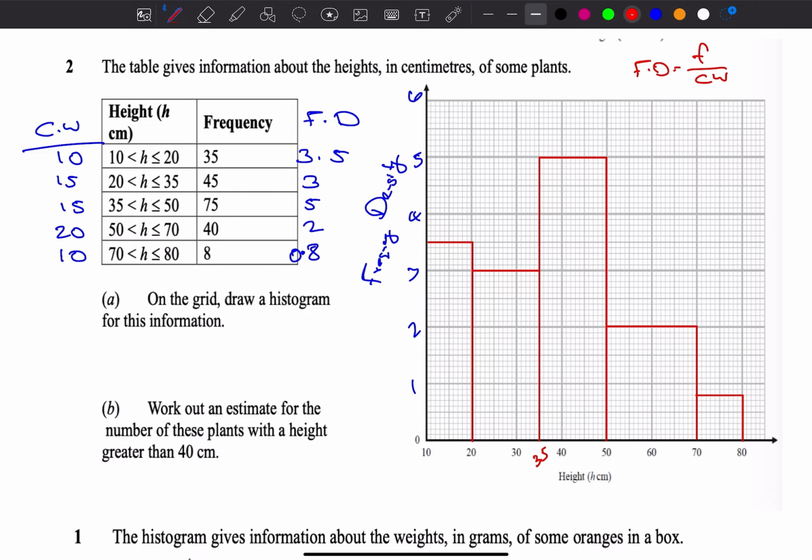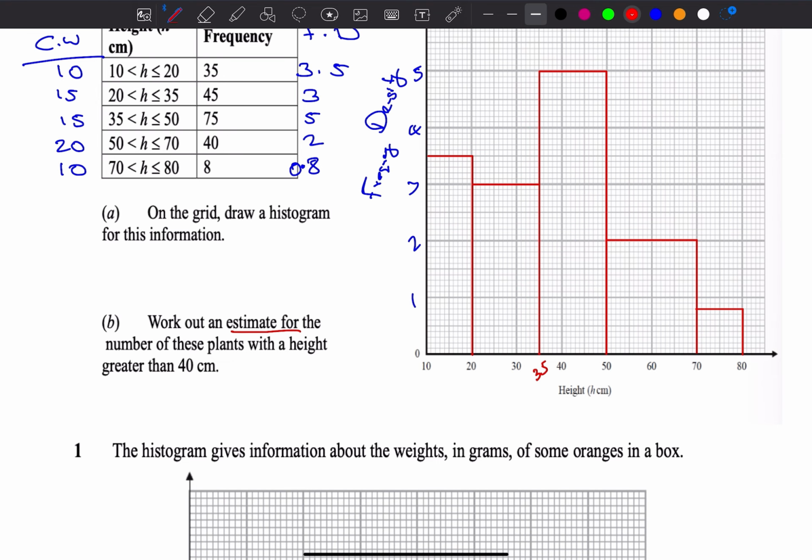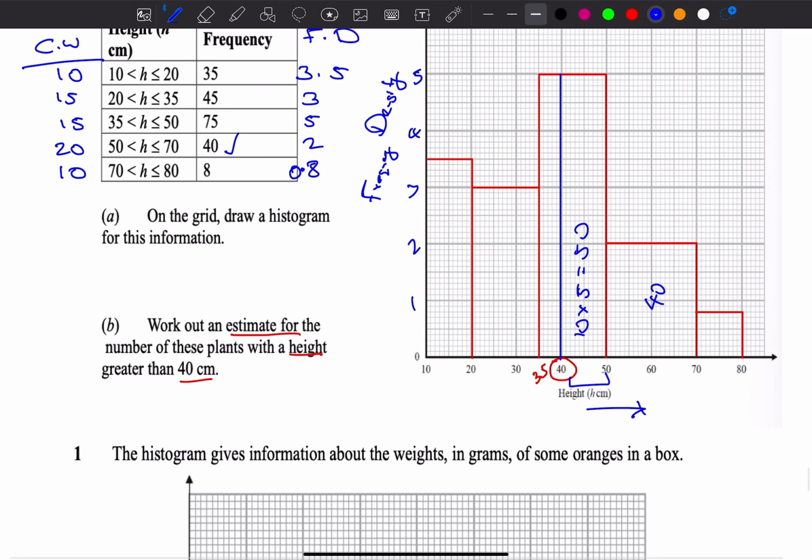Okay. Then work out an estimate for the number of plants with a height greater than 40. So you want to go to 40 and you want bigger than 40. So if I cross out 40, you want bigger than 40 is the area on your right. So what is it? Here, how far is that? Here is 10 times, how much is it? 5, the height, which is 50. You know what? 50 to 70. It's here. 40. I don't need to work out the area. It's fine. 8. That's 98 in total.